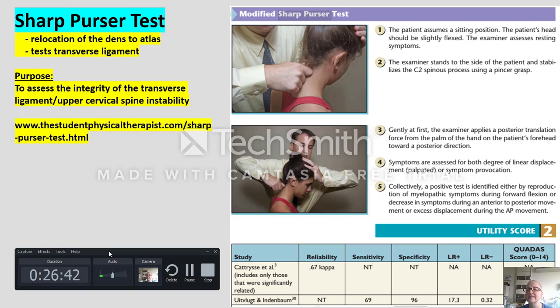The examiner stands to the side of the patient and stabilizes the C2 spinous process using a pincer grip. Gently at first, the examiner applies a posterior translation force from the palm of the hand on the patient's forehead towards a posterior direction. Symptoms are assessed for both degree of linear displacement, palpated, or symptom provocation.